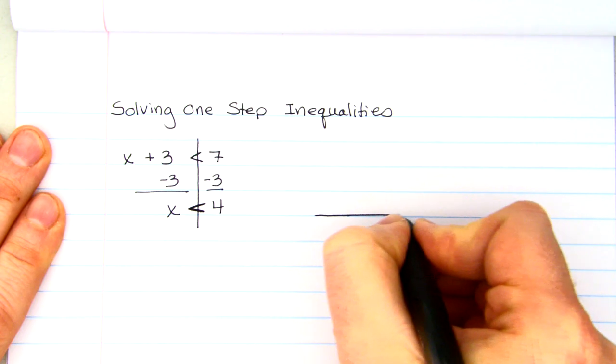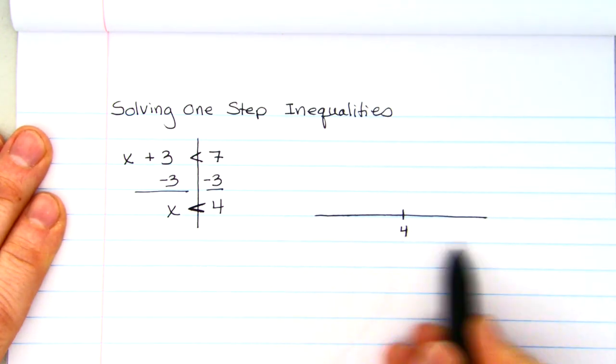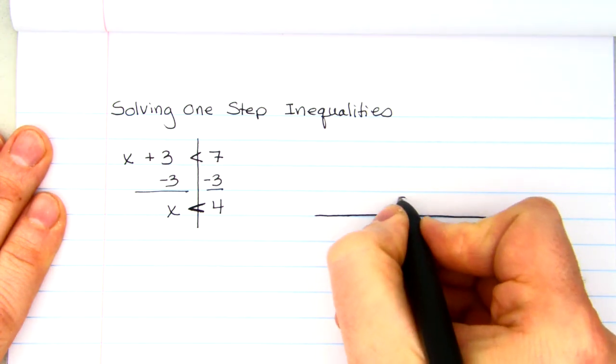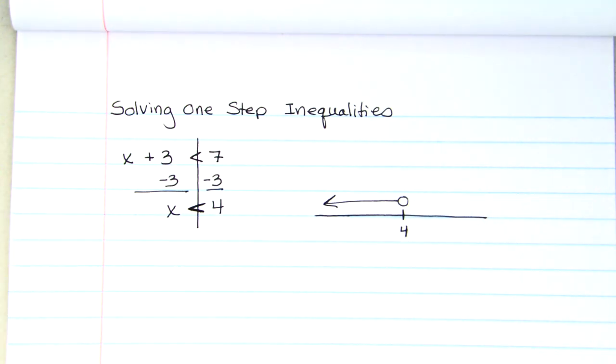To show this on the number line, we put a tick mark at 4. I'm not going to bother with the other ones. I know I'm going to need to use an open circle, and I'm going to draw my ray pointing to the left.